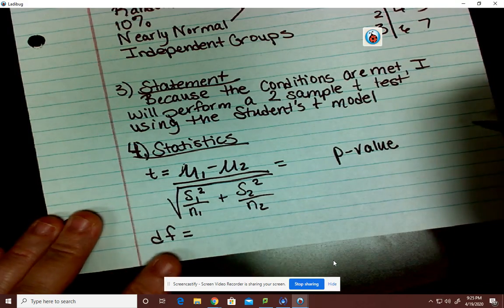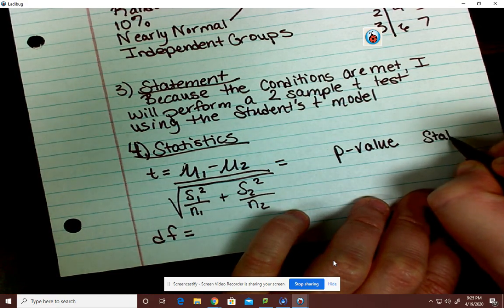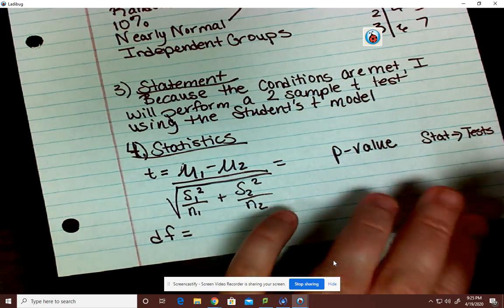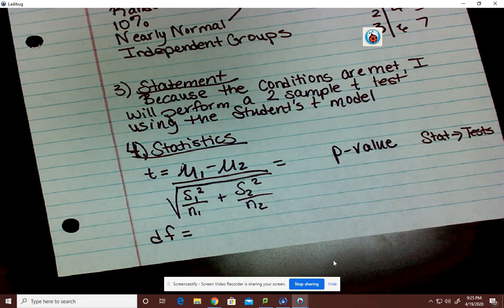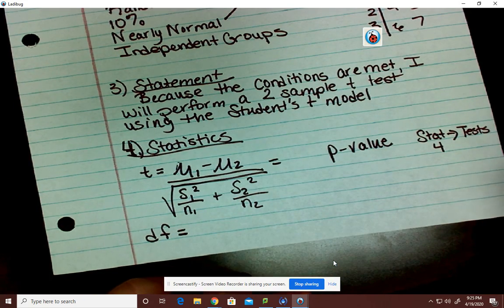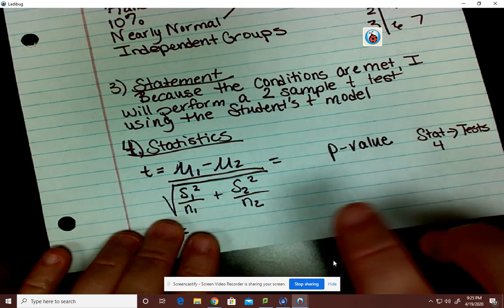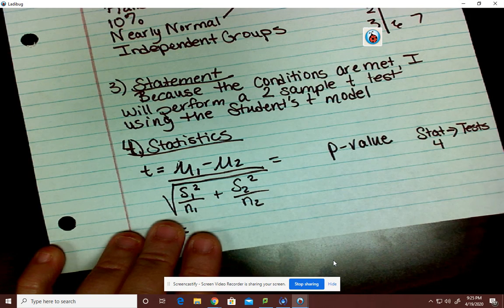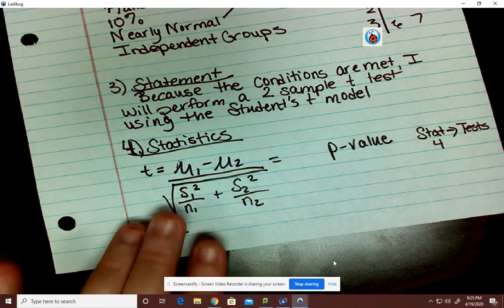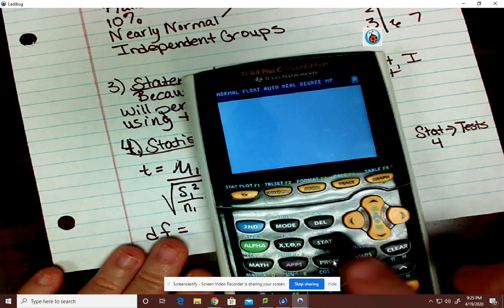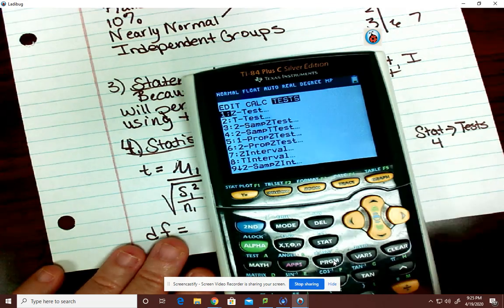So to get all that, you're going to go to Stat, Tests, and I've forgotten, 4. And then you either have the statistics you'll put in or the data. So you'll put your data in for mean 1 in L1, your data for mean 2 in L2, and then it can do that for you. So let's take a look at that. Let me pull up a calculator. All right, so Stat Test 4.